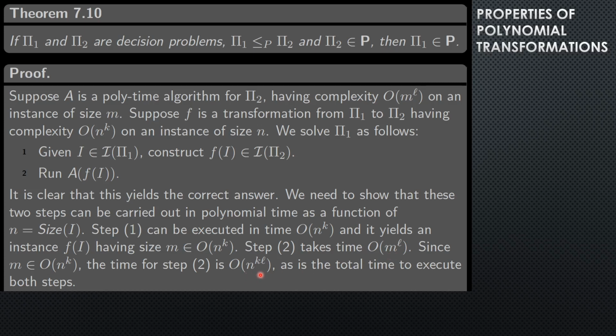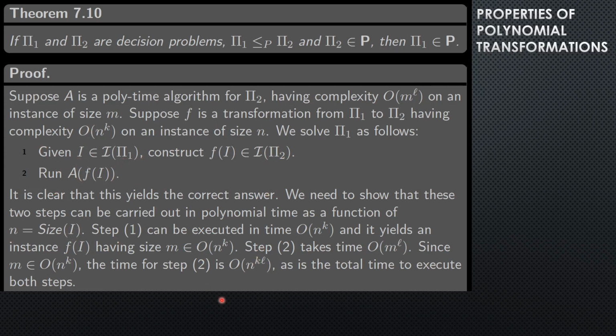And order n to the kl, where k and l are both constants, is order n to some constant, which is polynomial in n. So step 2 takes time polynomial in n. Step 1 takes time polynomial in n. Step 2 takes time polynomial in n. The entire reduction takes time polynomial in n, and n is the size of the input I to the reduction, the input to problem 1.